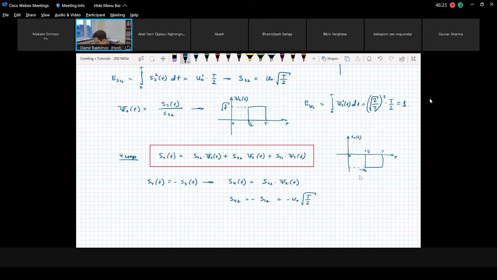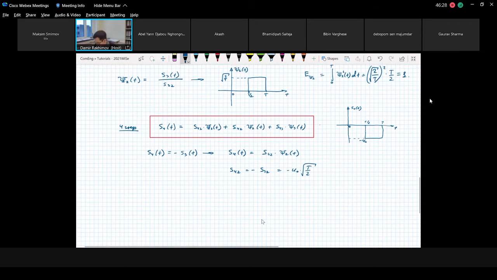So that's all. Of course, you can repeat all the same steps that we did before, and you get exactly the same results. But here I show you a shortcut. Okay, that's all for the first part.